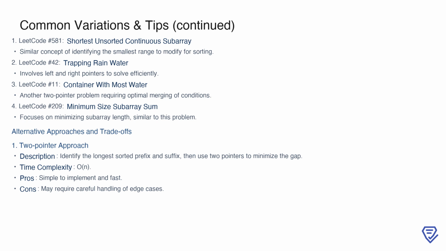Among the alternative approaches, the two-pointer method stands out. Here, you identify the longest sorted prefix and suffix, then minimize the gap between them. This approach runs in O(n) time, making it both efficient and simple to implement. However, it does require careful handling of edge cases.